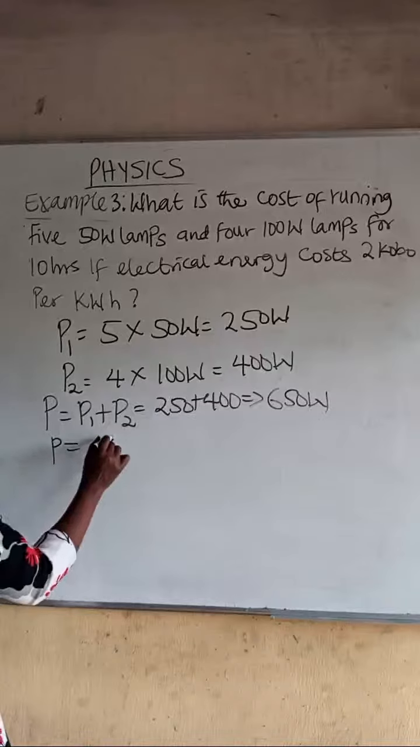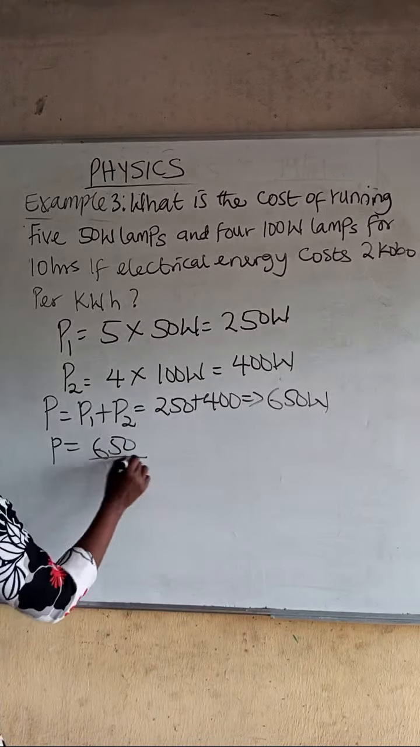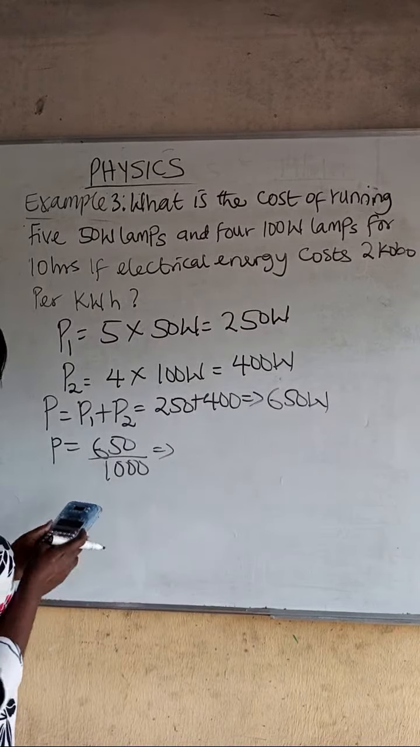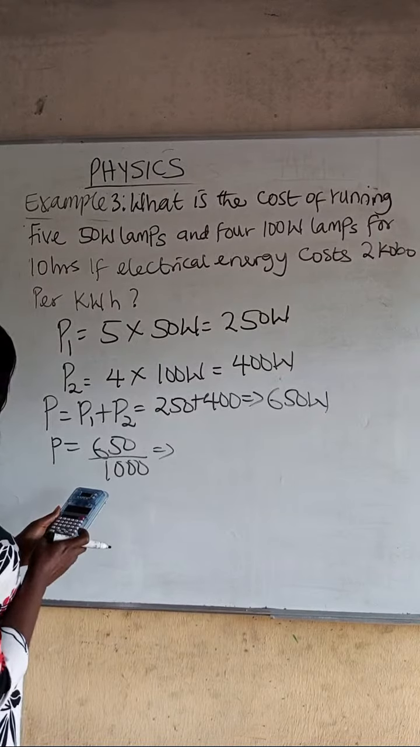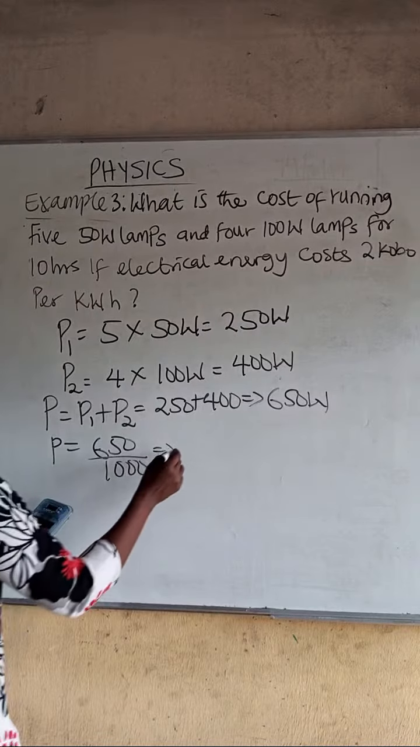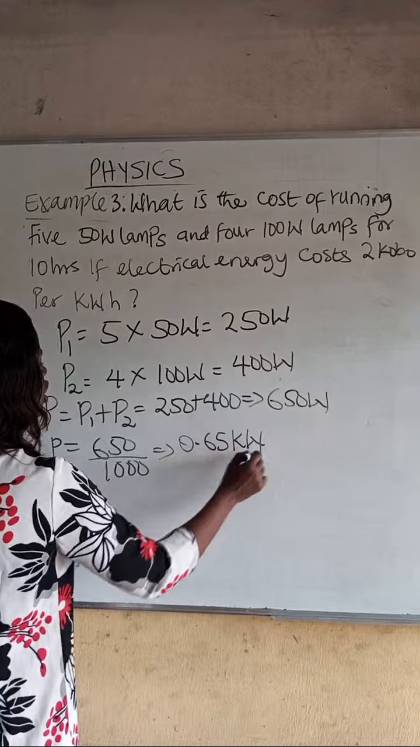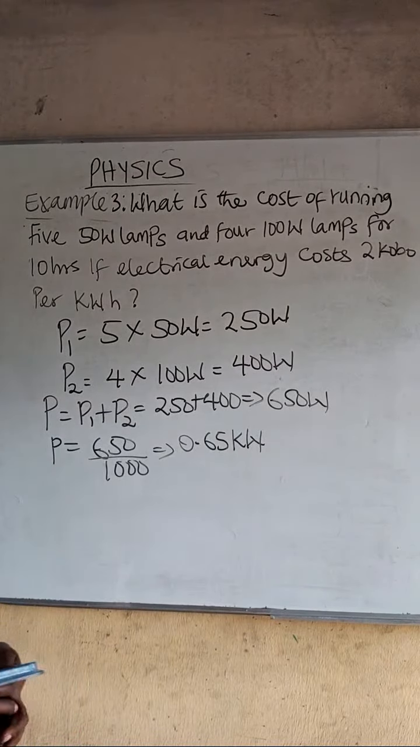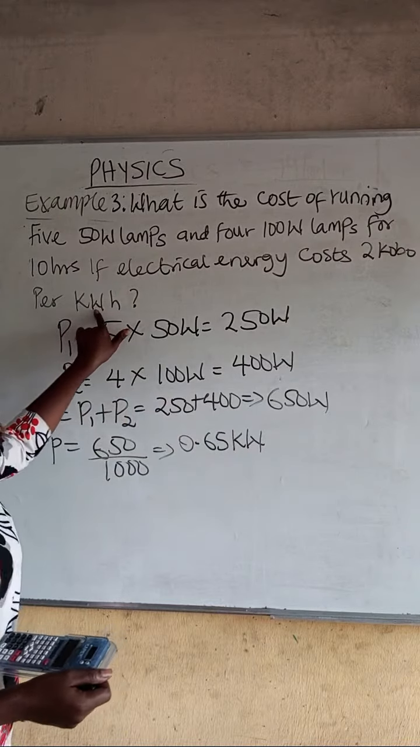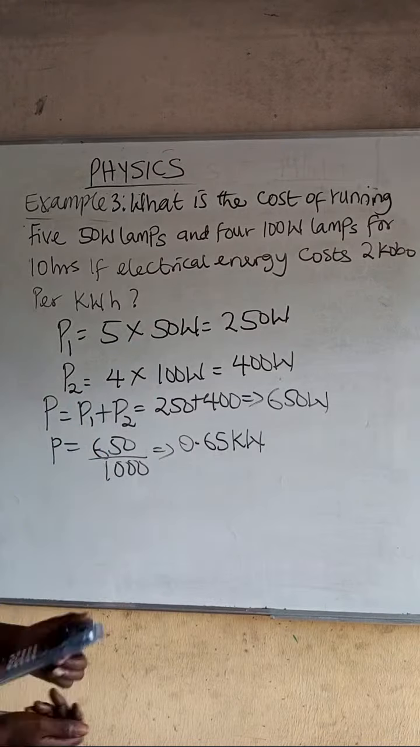Now, the next thing is to convert this watts to kilowatts by dividing by 1000. P is equal to 650 over 1000. So we say 650 divided by 1000, we have 0.65 kilowatts. I've already explained why you're converting to kilowatts, because a unit costs 2 kobo, right? A unit is just a kilowatt hour.